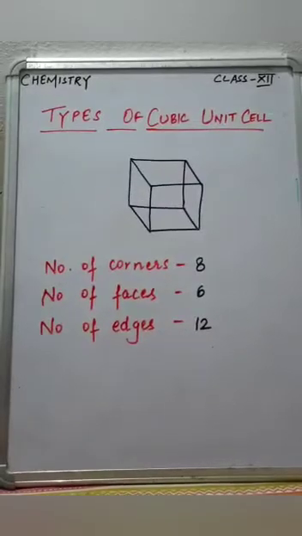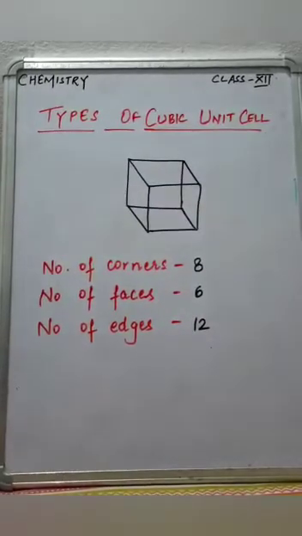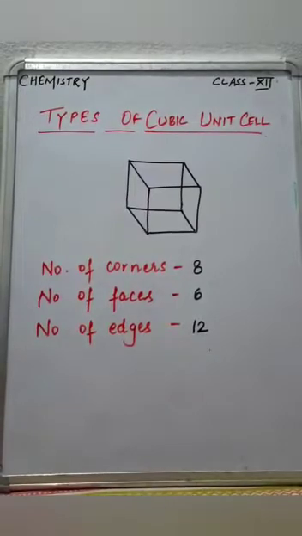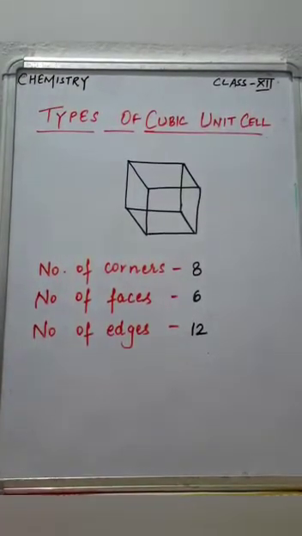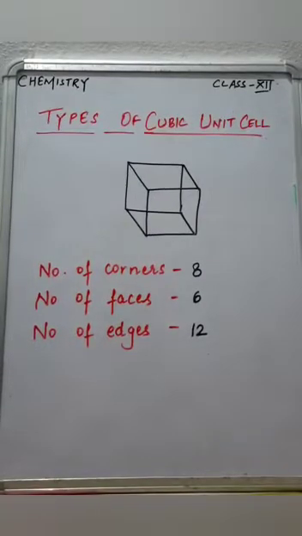Hello students, today we will continue the chapter Solid State, and the topic for the day will be types of cubic unit cell, or you can say types of unit cells. As we have discussed earlier, there are four kinds of unit cells.